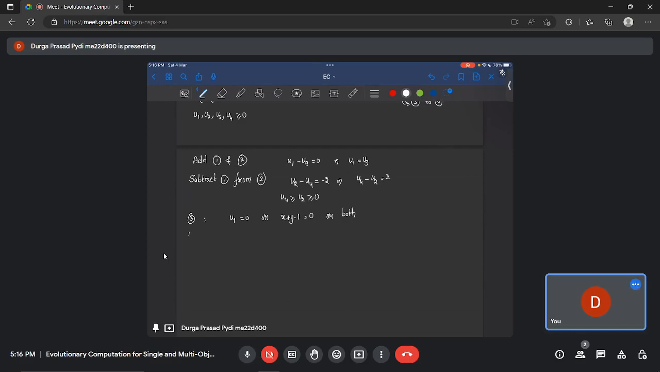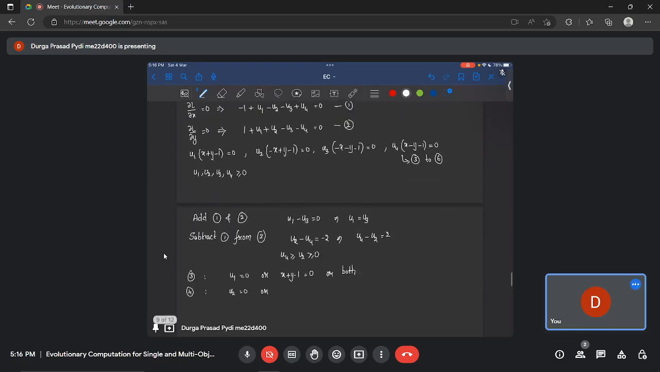Let me write down all of them, and then we will solve each of them. u2 equal to 0, or you essentially have minus x plus y minus 1 equal to 0, or you can have both of them. From the fifth equation, you will have u3 equal to 0 or minus x minus y minus 1 equal to 0, or you can have both.